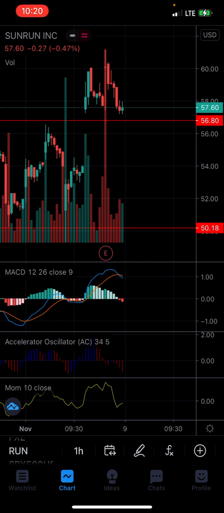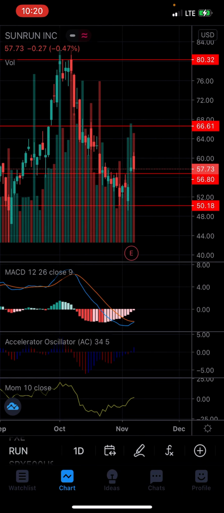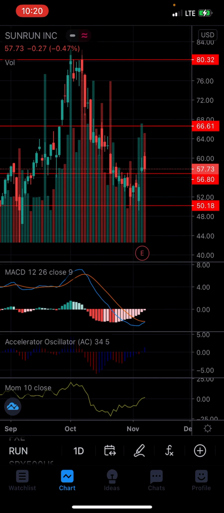It might bounce around here and consolidate, but I do think eventually it's going to shoot back up, and we are going to be retesting the $66 mark, and more than likely the $80 mark as well. But yeah, that's your TA for RUN. Hopefully it plays out like this.